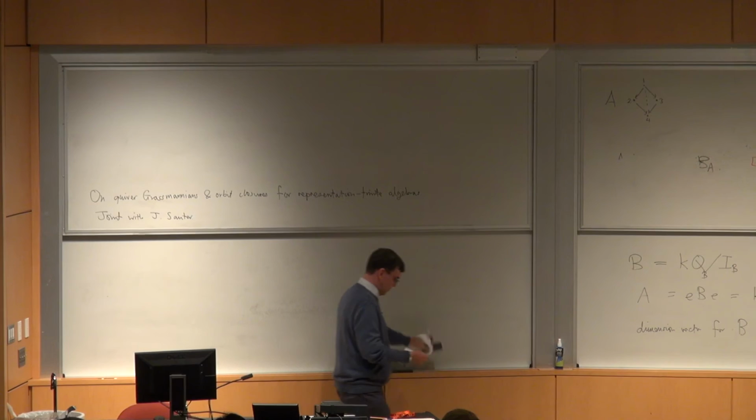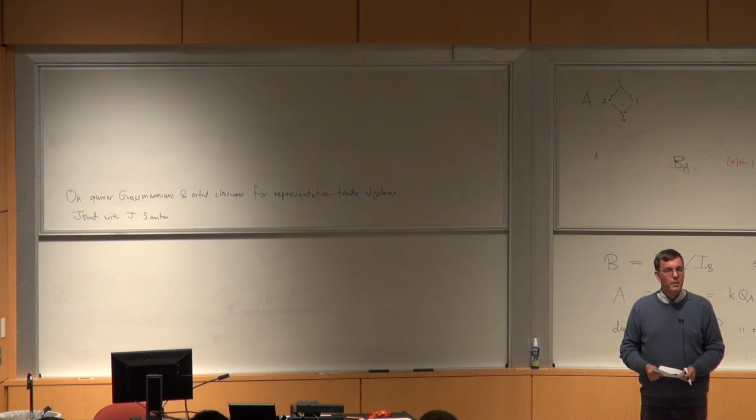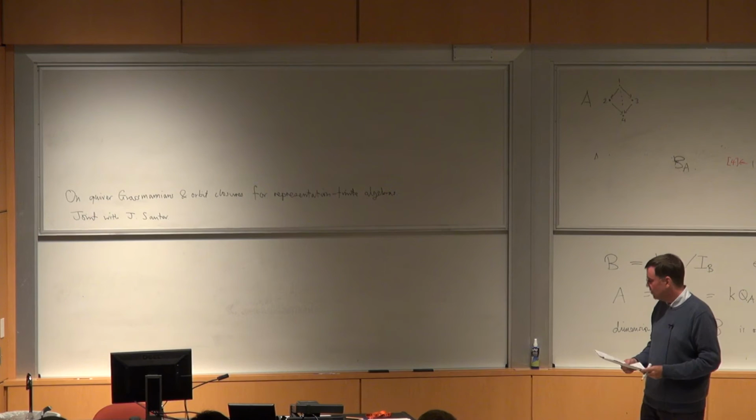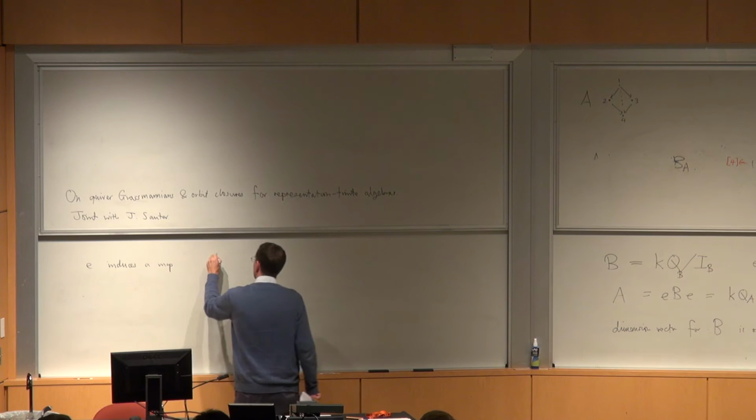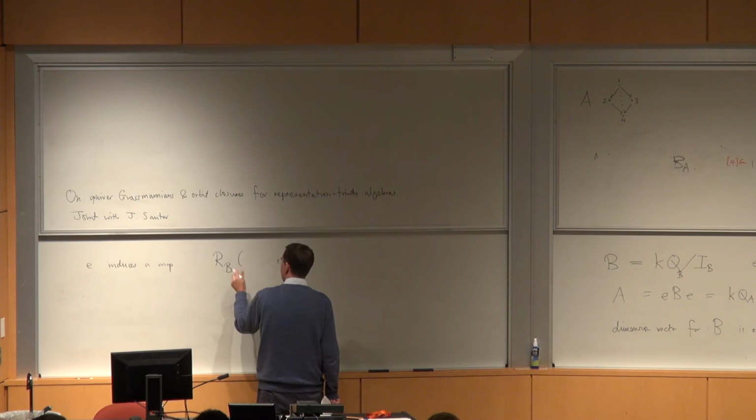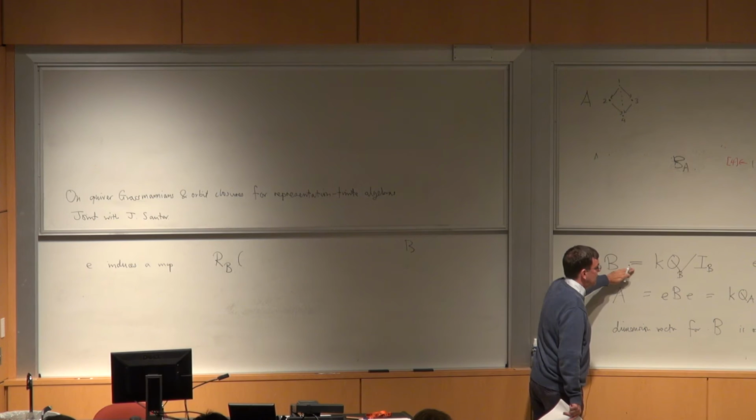We want to realize orbit closures as quotient varieties. So now I take the fields to have characteristic zero. So E induces a map from the representation variety of representations of B. B is an algebra, here's B, some algebra, A, given by an idempotent.